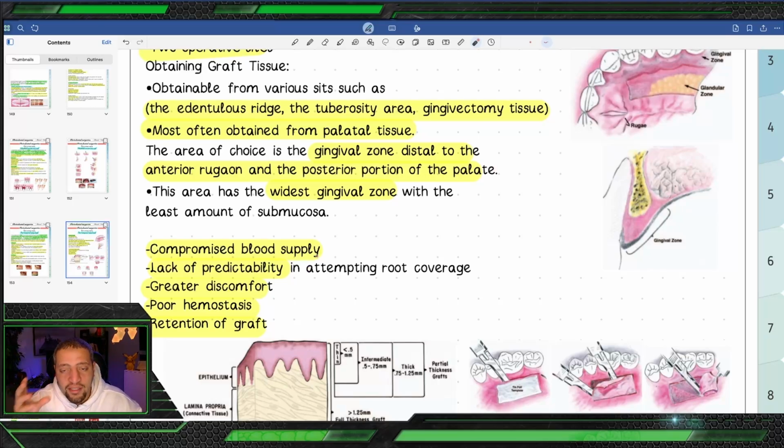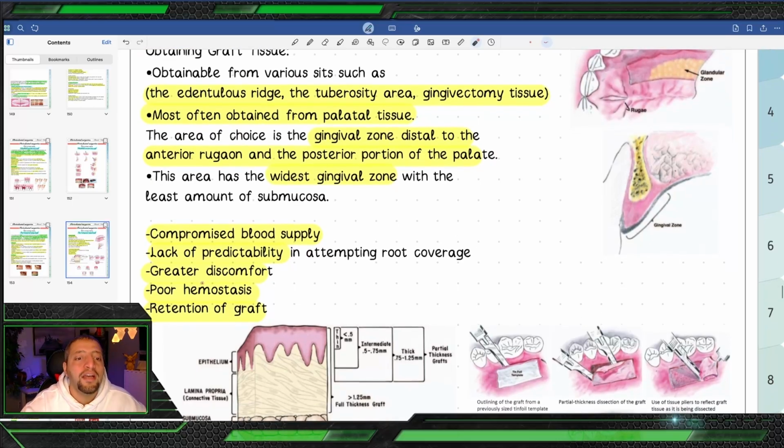So the thicker the chunk of the soft tissue, the better the result at the end, but the higher the risk, it might end up with necrosis. The soft tissue needs some nutrition to survive until the body is replacing it. Lack of predictability because of attempting root coverage, because as we said, you are removing a big part of the soft tissue. Greater discomfort, you're exposing a big injury inside the palate, and poor hemostasis and retention of the graft.